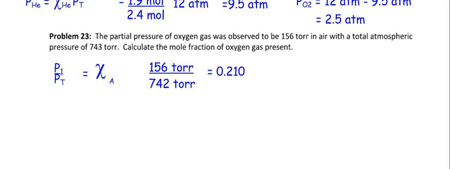I told you before that nitrogen gas is about 75%, oxygen's about 21%, the remaining 4% is all the other things, carbon dioxide, argon, that kind of stuff. So yeah, that again makes sense for what we know. Let's look down at problem number 24.